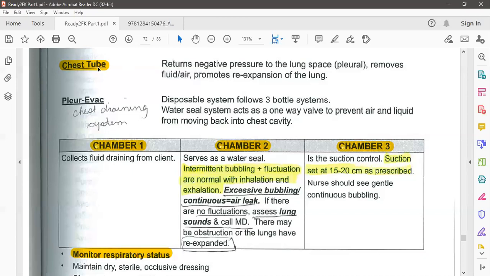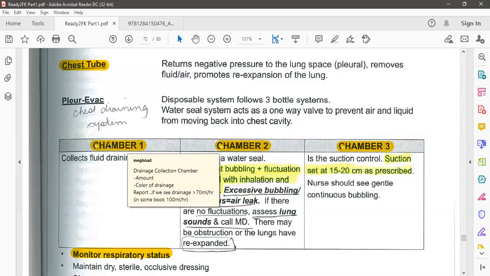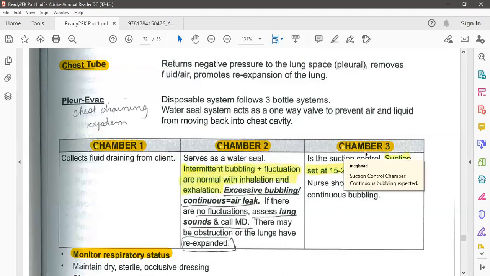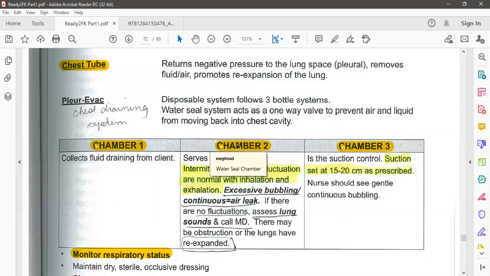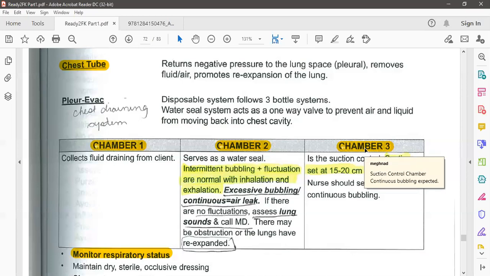So the chest tube has three chambers. This is chamber 1, 2, and 3. But there are other names for each chest chamber. You see, chamber 1 we call the drainage collecting chamber. 2 is called the water seal chamber, and 3 is called the suction control chamber.